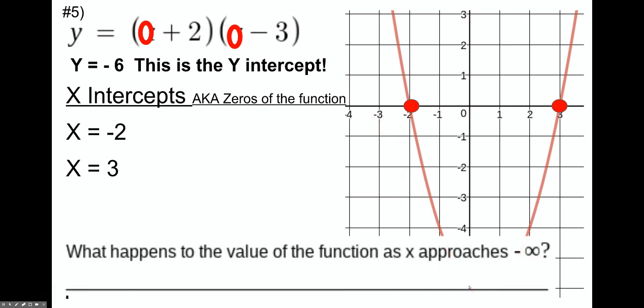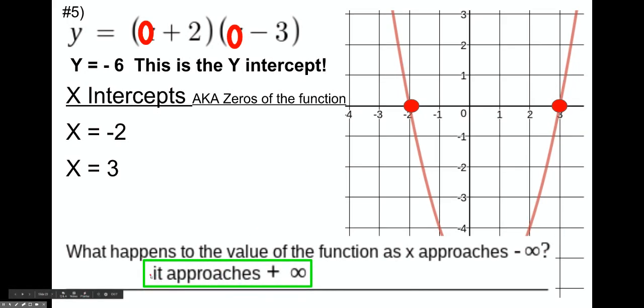All right, let's talk about end behavior. What happens to the value of the function as x approaches negative infinity? So, do you have to look to the left or to the right? Negative infinity is to the left. So as your eyes go this way, what's happening to your graph? As you go to the left, it's going up. It's approaching positive infinity. So that's what you put for your answer. It approaches positive infinity.